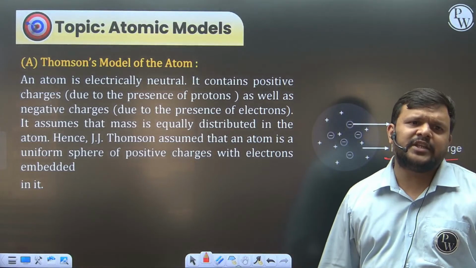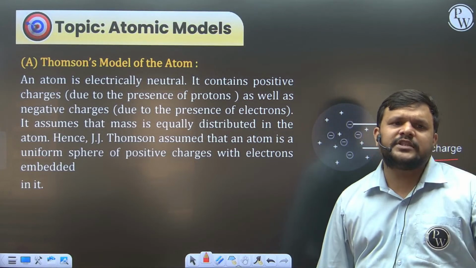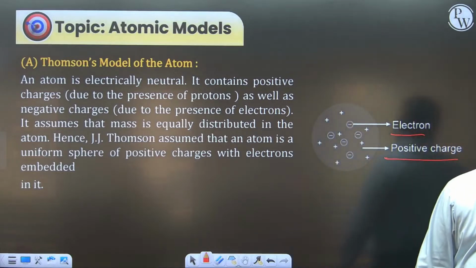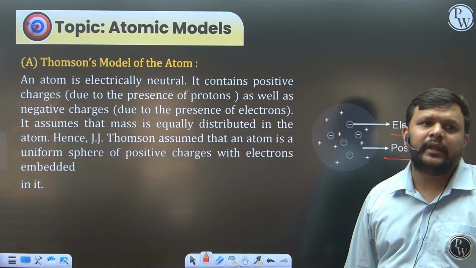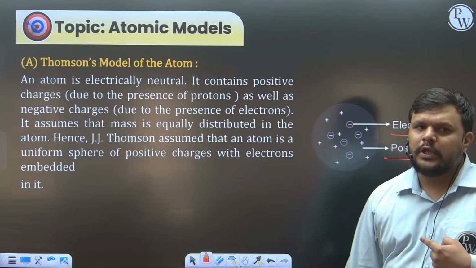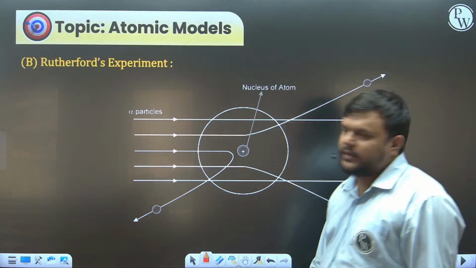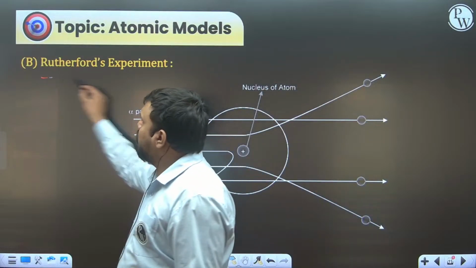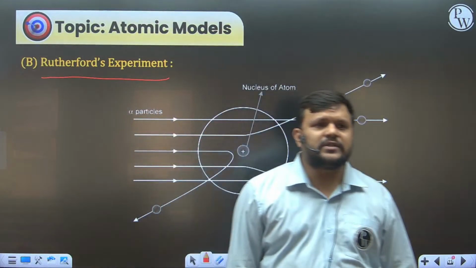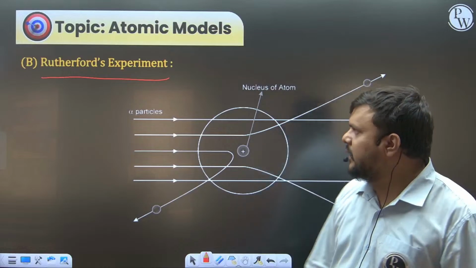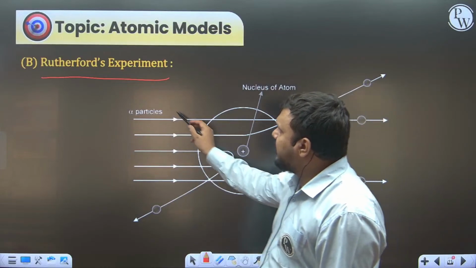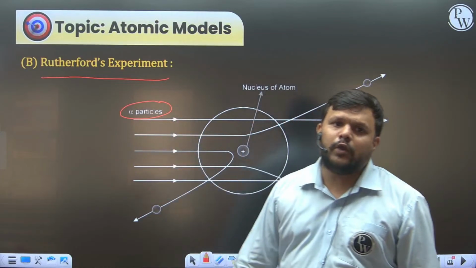And there was a scientist called Rutherford. He challenged this model, and by his famous alpha scattering experiment, he proved this model to be wrong. So let us see the famous Rutherford's alpha scattering experiment. So what did Rutherford do? He carried out the famous alpha scattering experiment. He bombarded alpha particles on thin gold foil.